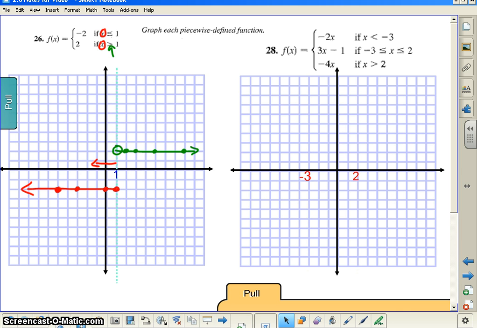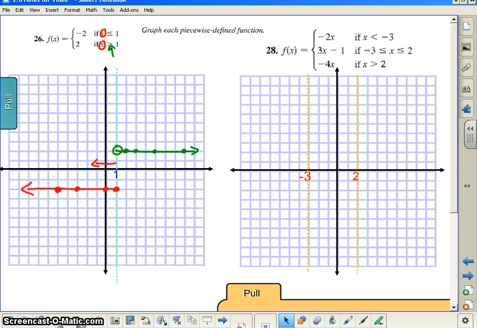Number 28, we have 3 different restrictions. We have x has to be less than negative 3. x is going to be in between negative 3 and positive 2. And x is going to be greater than 2. Let's see how that looks on the graph. I've put my boundary lines on here at negative 3 and positive 2.